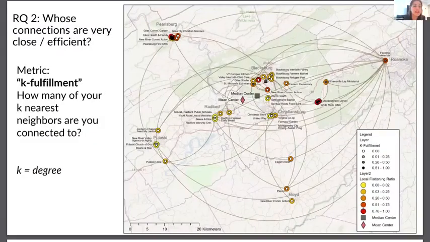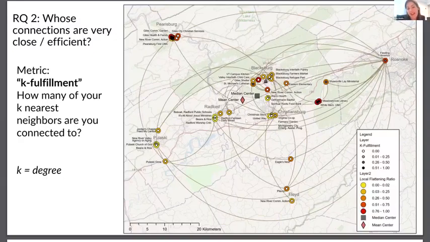So whose connections are very close and efficient? This is a map of all of the organizations that participated in food sharing. This is an example of the results of K fulfillment: how many K nearest neighbors are you connected to? If you see a white circle in the middle of the organization, it means that they're not connected to any of their K nearest neighbors.